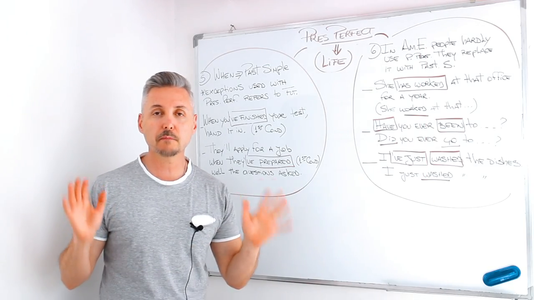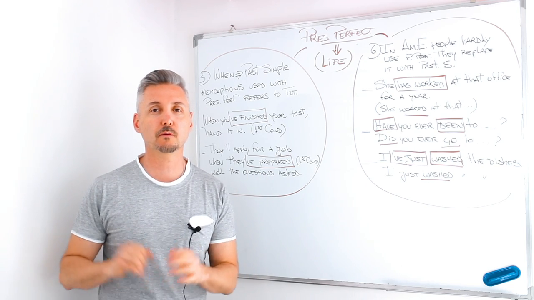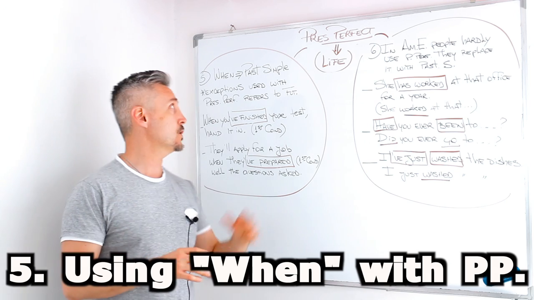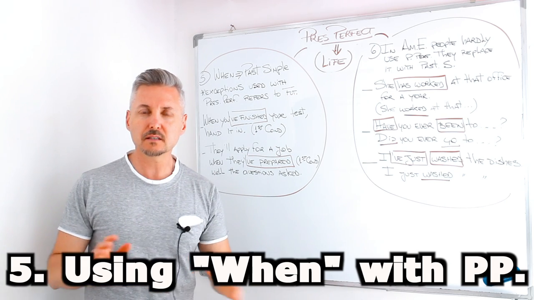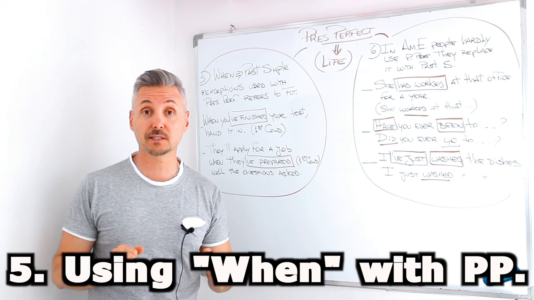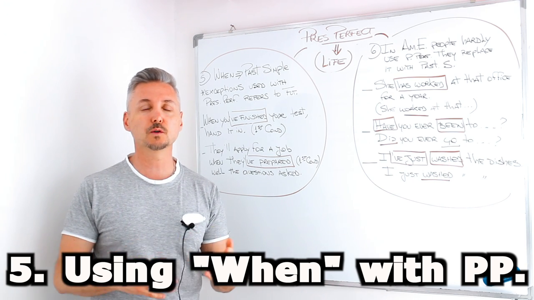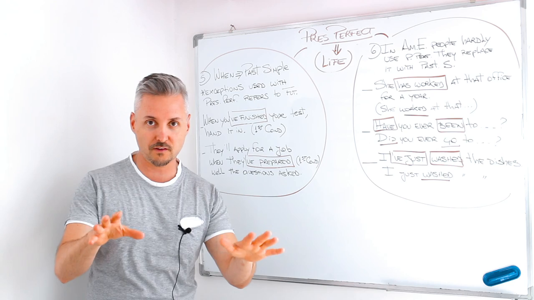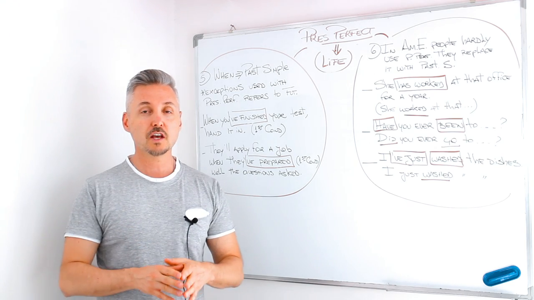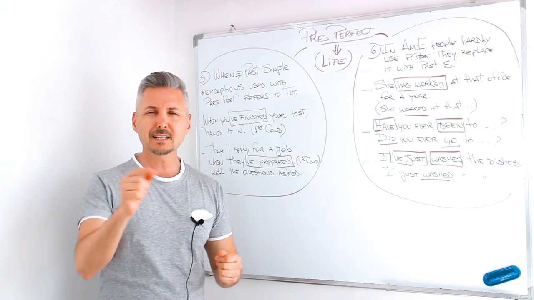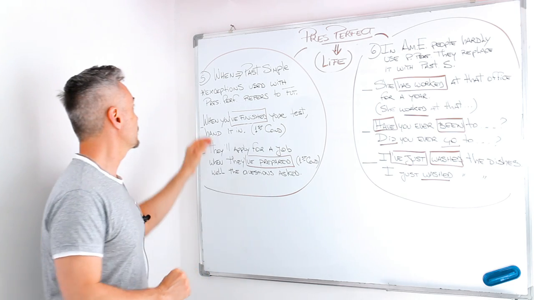Right, so we are back with the two last points that I want to talk about today. The first one is when we use when. Yes, sometimes when can be used with the present perfect. I'm sure you heard that when is used with the past simple, generally. But there are exceptions. We use when with the present perfect, for example. Let's take a look at my two examples.